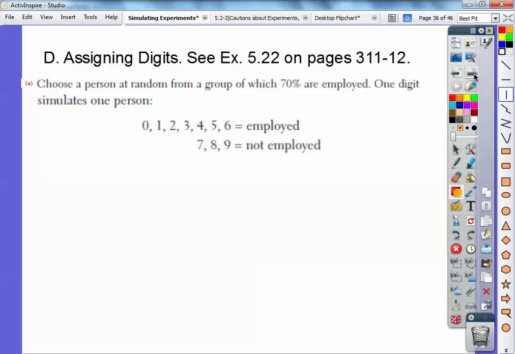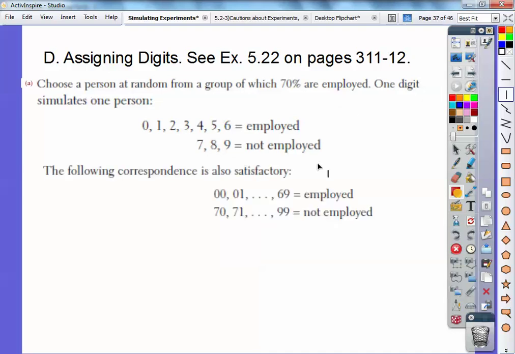One digit simulates this. So in the back of the book, since I have 70%, I can have 70% employed. These digits could represent my employed guys, and these could represent my unemployed guys. This would be 70%, and this would be 30%. Okay, that's a good way to represent 70-30.